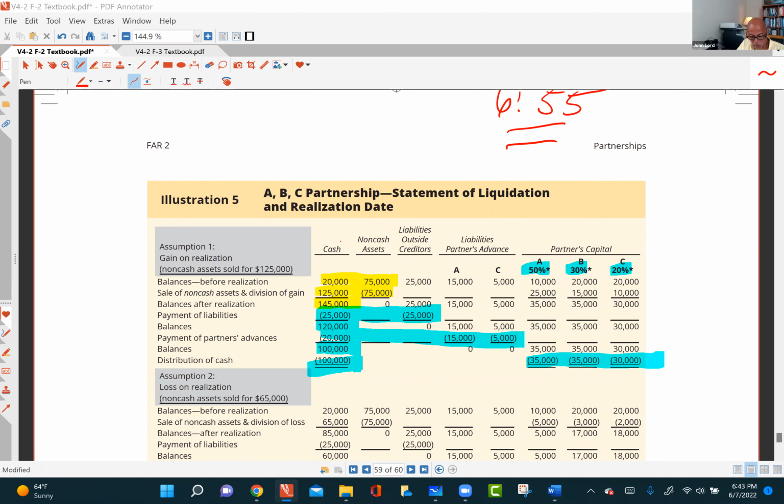That's right. So the 50, 30, and 20 were relevant for the gain on the sale of the asset, right? Since they gained 50,000 on the sale of the non-cash assets, that's why A got 25, B got 15, and C got 10. Because they wouldn't be able to get more than what they had, right? That was tripping me out at first. I'm like, why is it not 50%?